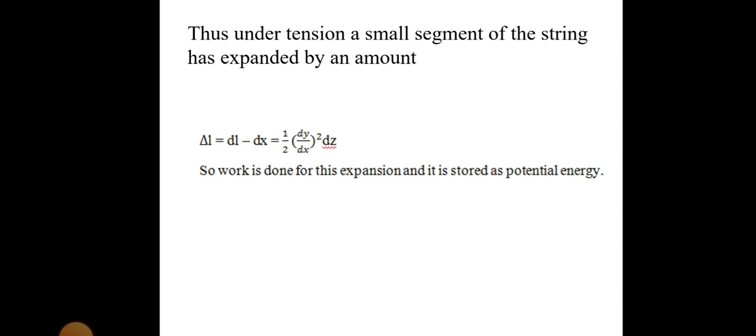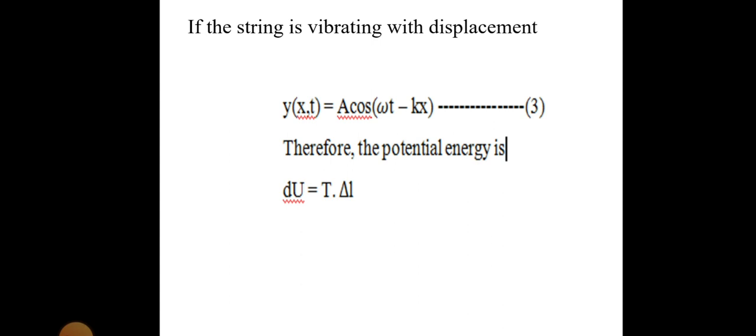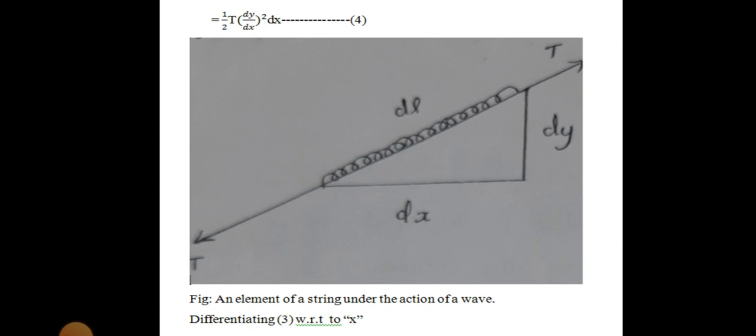The work done for this expansion is restored as potential energy. The string is vibrating with displacement y(x,t) = a cos(ωt − kx). Therefore the potential energy dU = T dl, which equals 1/2 T (dy/dx)² dx. An element of string under the action of a wave is shown here.